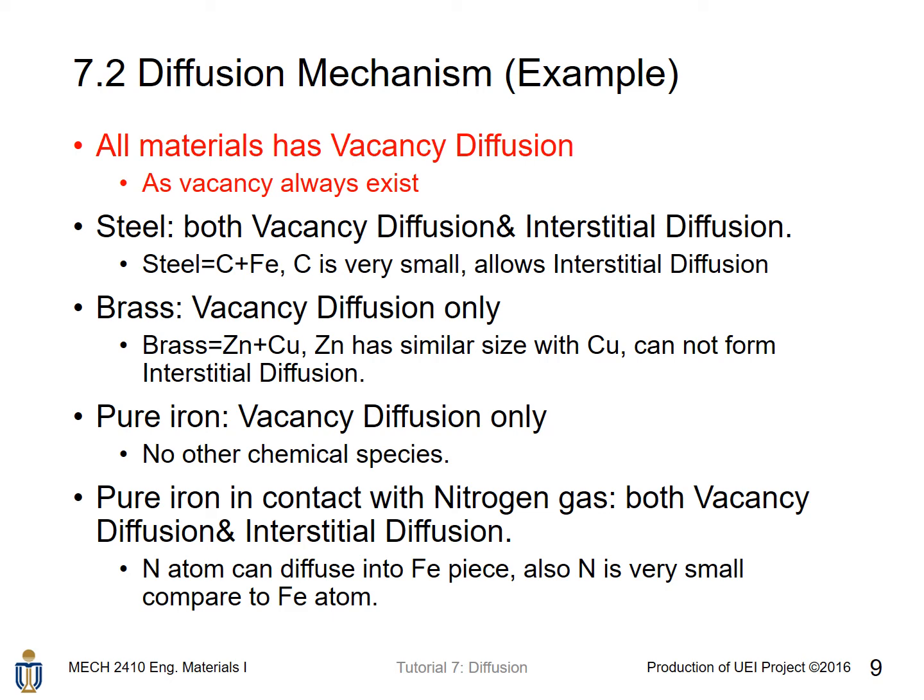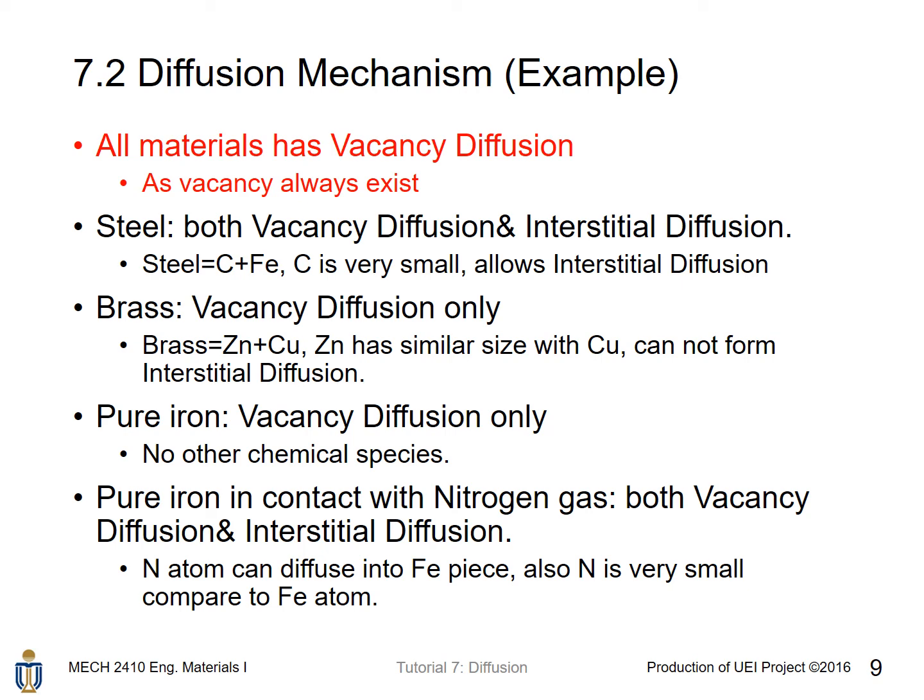For steel, both vacancy diffusion and interstitial diffusion will happen. The first thing is steel is an alloy of carbon and iron. The carbon atom is very small compared with the iron atoms, which allows interstitial diffusion of carbon atoms within steel. For brass, there is only vacancy diffusion.